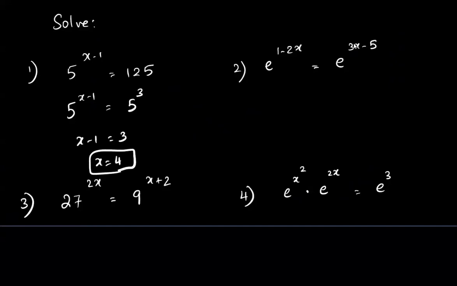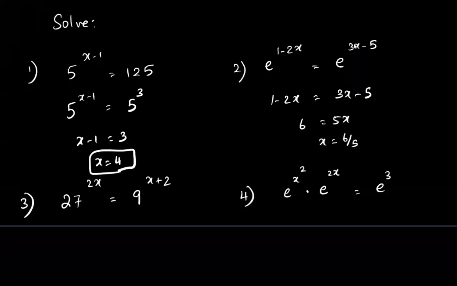In the second problem, the base is already the same for the exponents on both sides, which means I can set the powers equal to one another. Then a little bit of rearrangement gives me this, and my x is 6/5.